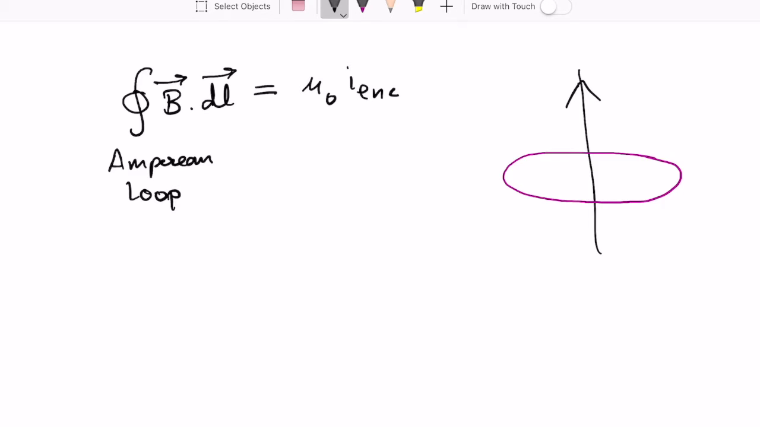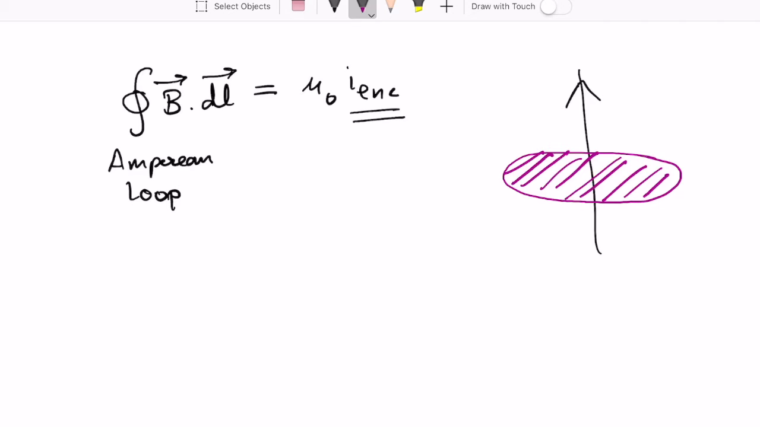Now, we have talked about this stuff before, but let's just quickly make sure that we are absolutely clear about what is meant by this quantity I enclosed. I enclosed means the current that's piercing the surface of the loop, right? So this loop has a surface. The precise definition of I enclosed is that it's the current that's piercing this surface, right? And that's absolutely fine.